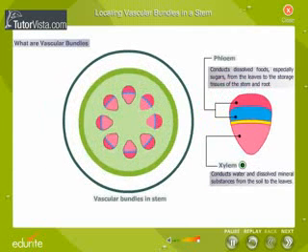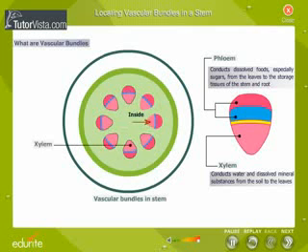The xylem and phloem are the conducting tissues of the plant. The xylem and phloem together make up the vascular bundle. In each vascular bundle, the xylem is typically found toward the inside of the stem, while the phloem is found toward the outside.